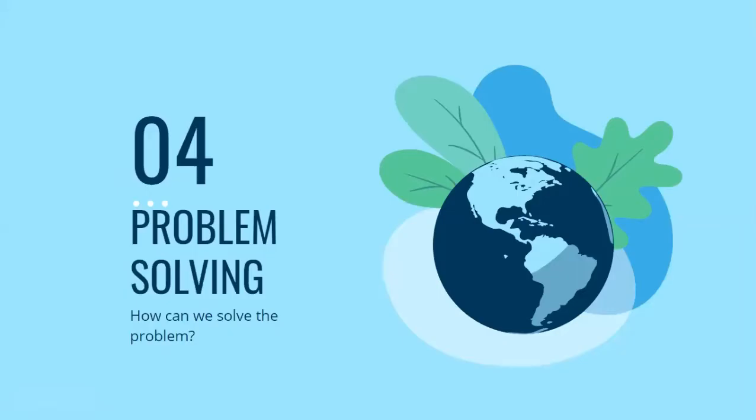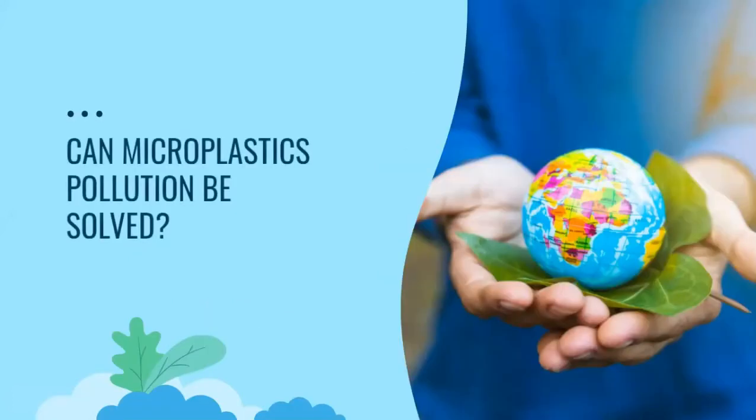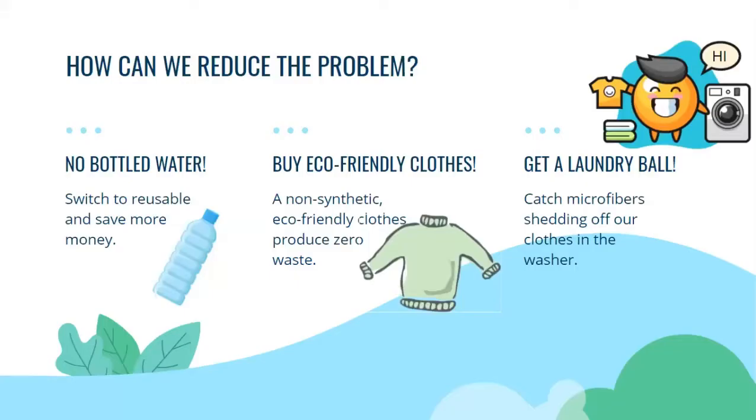Now, how can we solve the problem? Can microplastic pollution be solved? Microplastic comes from plastics. Therefore, we cannot simply avoid all plastics because they are used every day in our daily life. So, we can reduce them. These are some ways that we can practice.